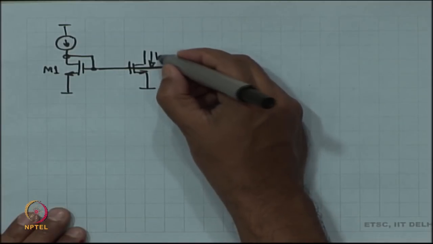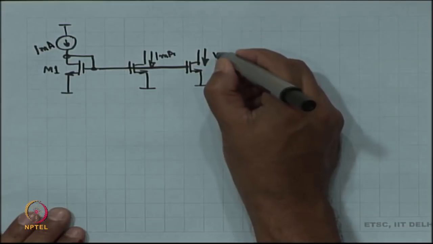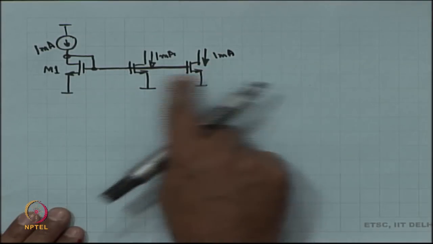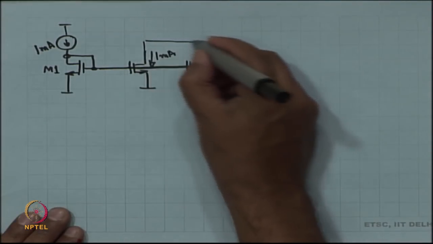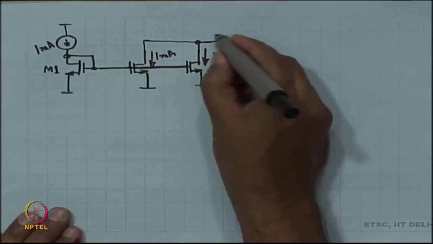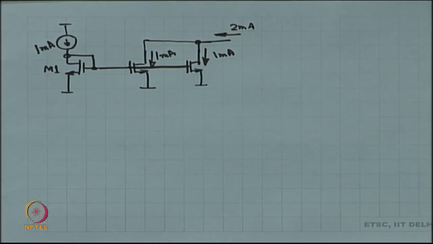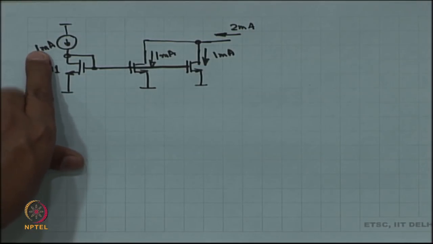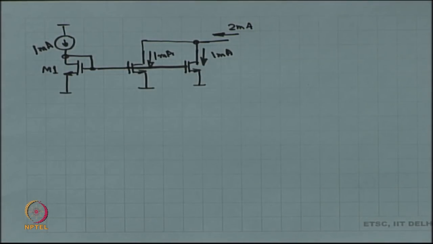So, this is 1 milliampere and this is also 1 milliampere, because all these devices are identical, okay. Then you combine them and now this is 2 milliampere. Any questions? So, if I have a 1 milliampere reference, therefore, I can create 1 milliampere, 2 milliampere, 3 milliampere and so on and so forth.